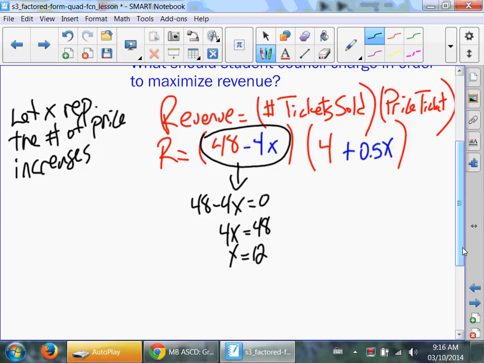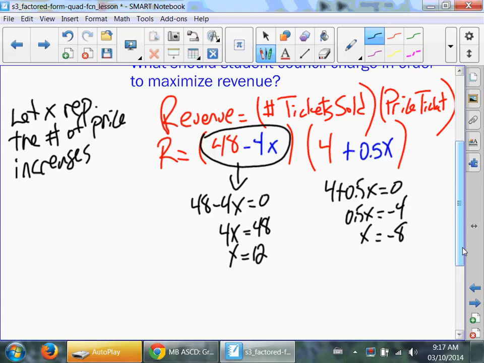Okay. If we look at the other relationship here, we want to see when 4 plus 0.5x is equal to 0. So 0.5x is equal to -4. X is going to equal -8. What does that mean? Well, that means that if we lowered the price 50 cents 8 times, we would be giving the tickets away for free. Obviously, you're not going to make any revenue if you do that. So these are our zeros.